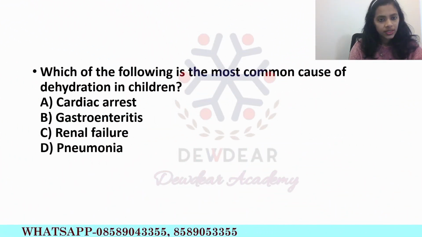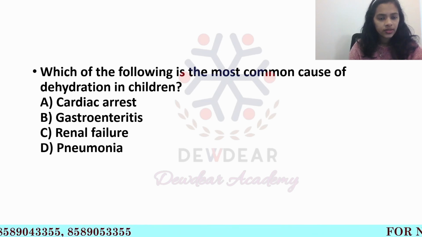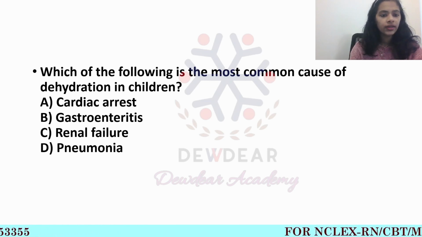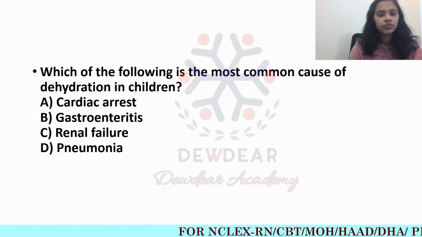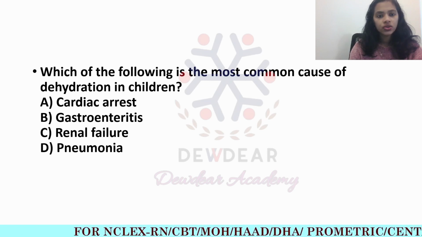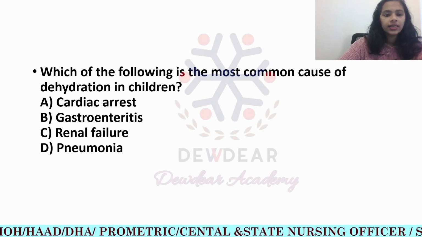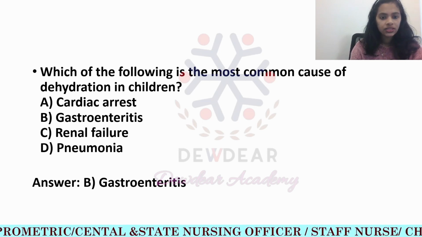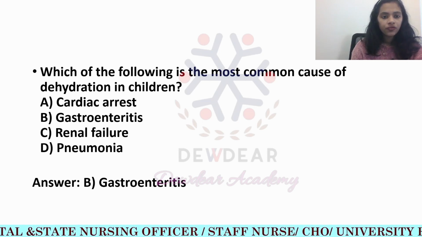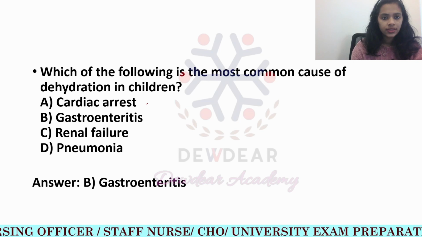There are four options given: cardiac arrest, gastroenteritis, renal failure and pneumonia. Which is the most common cause of dehydration in children? So here the correct answer is option B, gastroenteritis. Now let us see the first option, that is cardiac arrest.